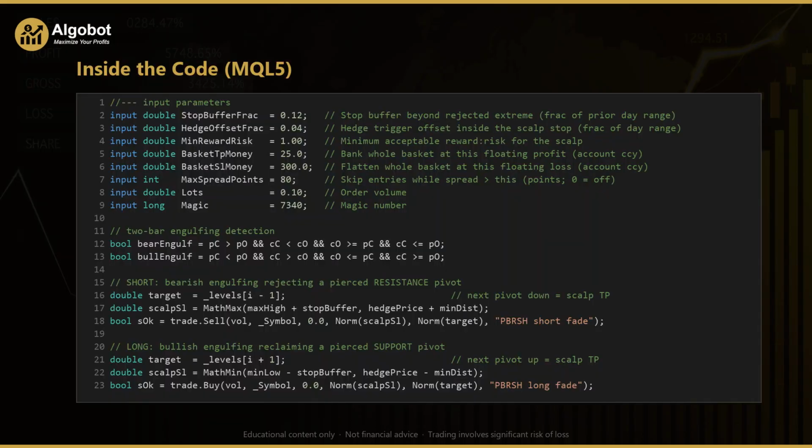Let's look at the actual MQL5 code, just as it appears in MetaEditor. At the top are the input parameters you can adjust. Stop buffer fraction controls how far beyond the rejected extreme the stop sits.